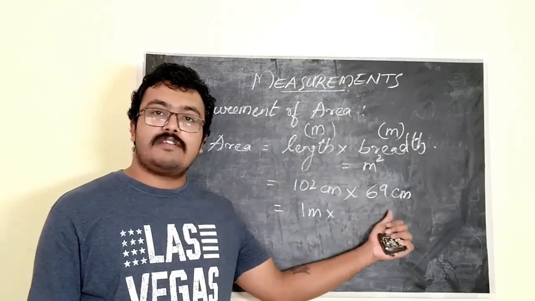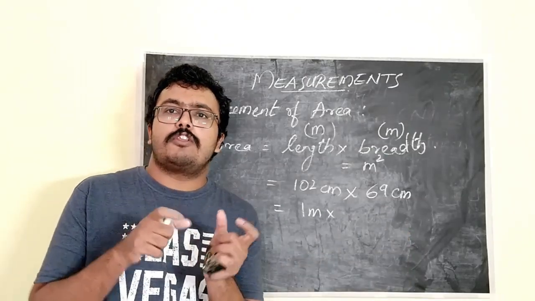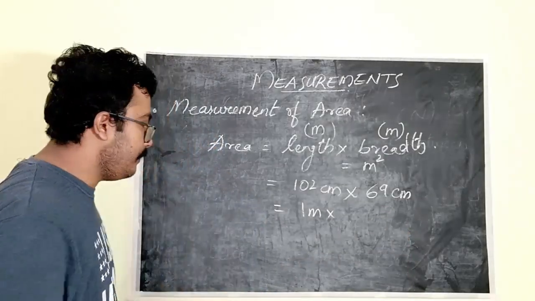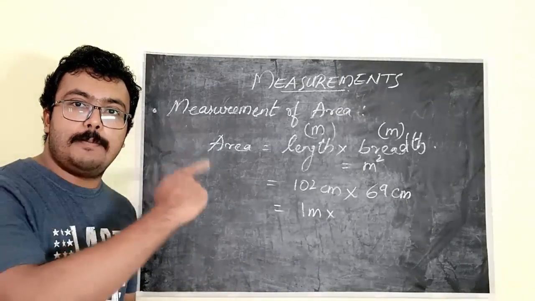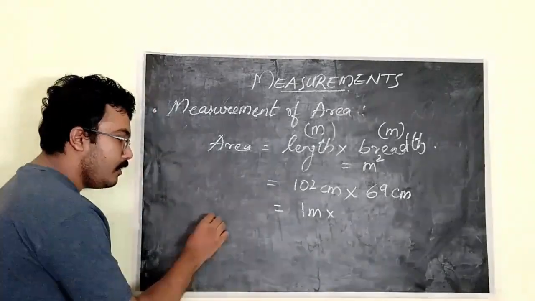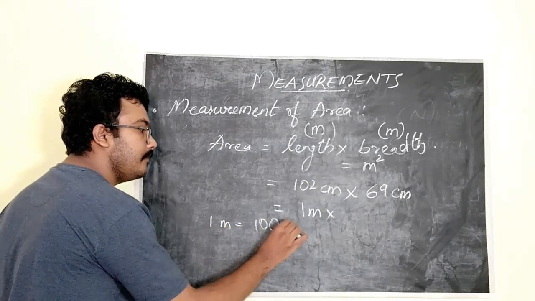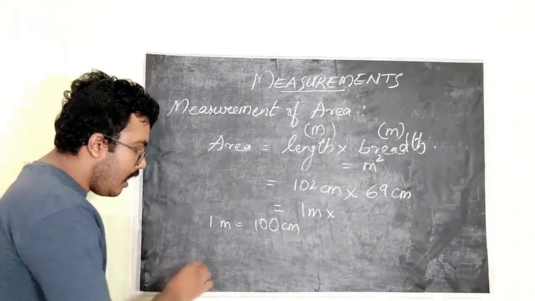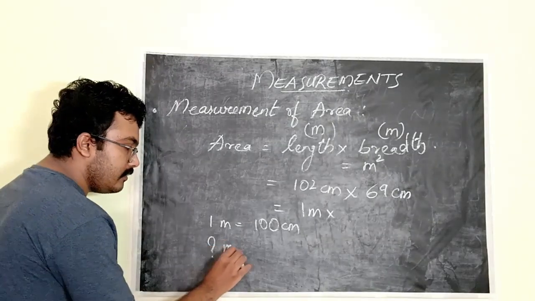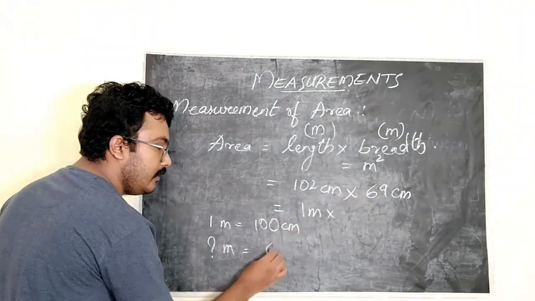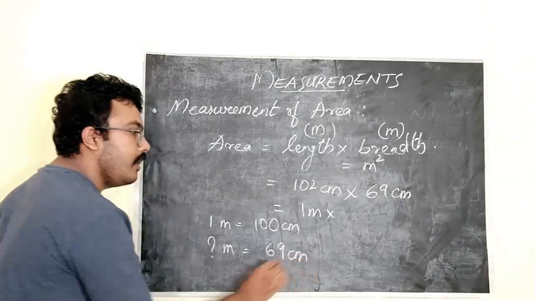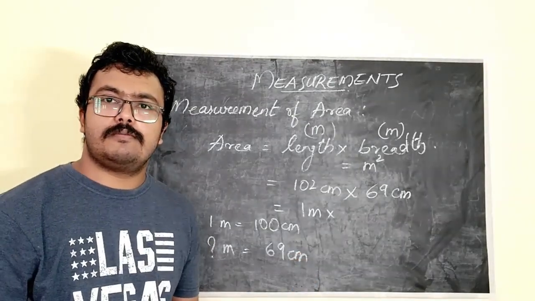Now go for the 69 centimeter. Convert 69 centimeter into meters. How do we do that? So I'll just show you the simple method. Please observe here. You already know 1 meter is equal to 100 centimeter. Then how many meters is equal to 69 centimeter? How do we do this?